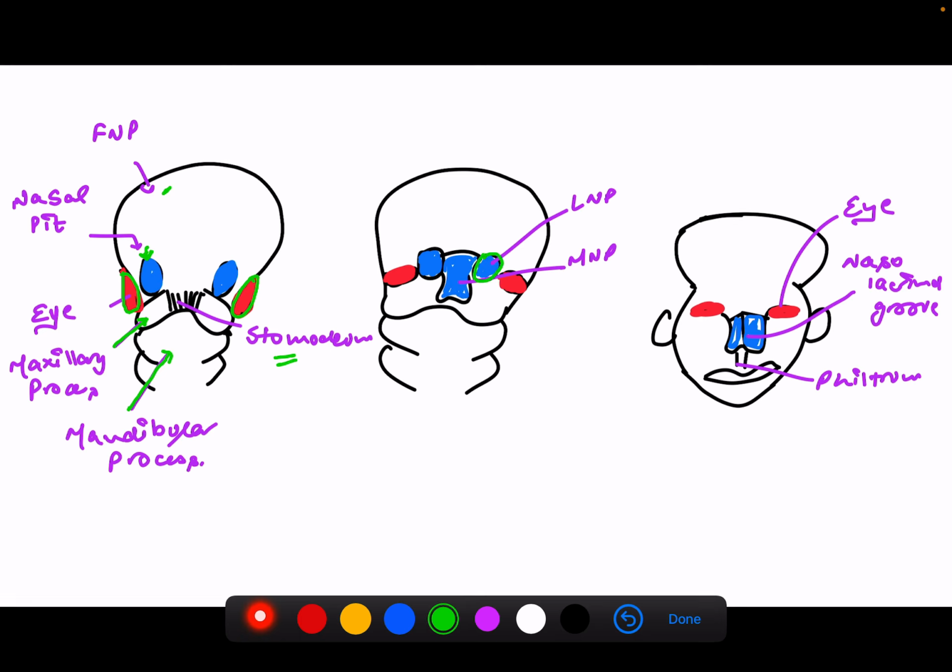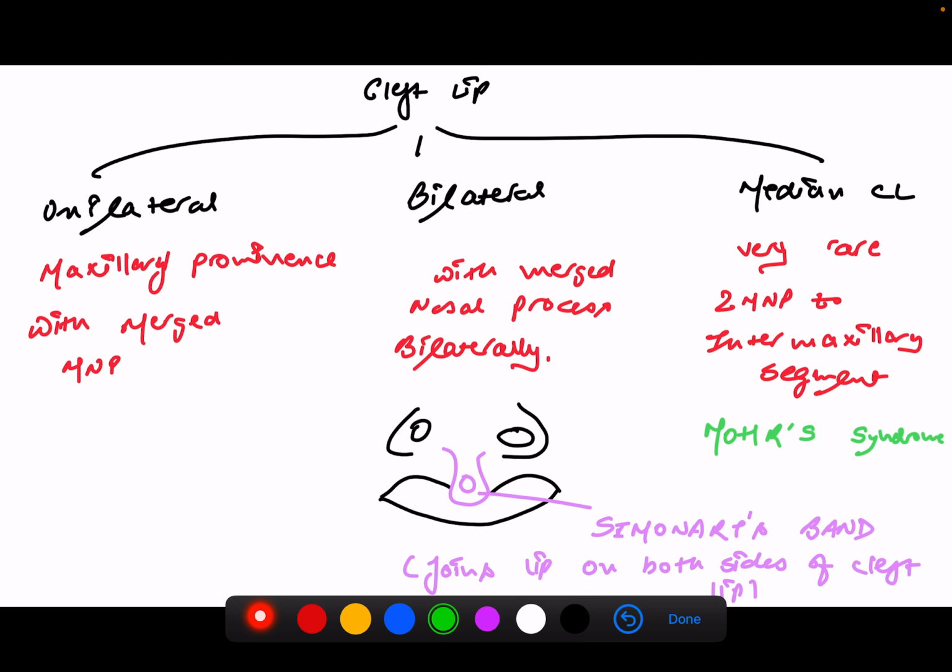Now this is the lateral nasal process. The central part forms the medial nasal process. Both develop from the frontonasal process. Third shows the eye coming laterally, and the development of the nasolacrimal groove and philtrum.